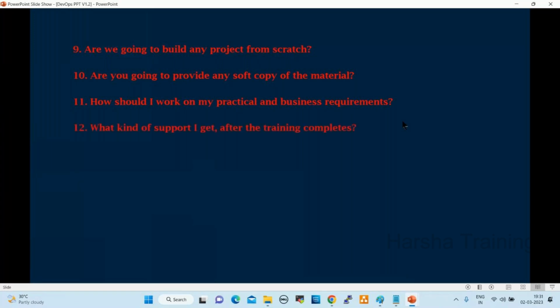Next question here is, what kind of support do I get after the training completes, right? So until you get a job, right? Once the training is complete, you will get very good hands-on. You will get a minimum of 3 years experience. Until you get into a project, I give you support. Even once you get into the project, if you face any issues, definitely I'll help you to clear that.